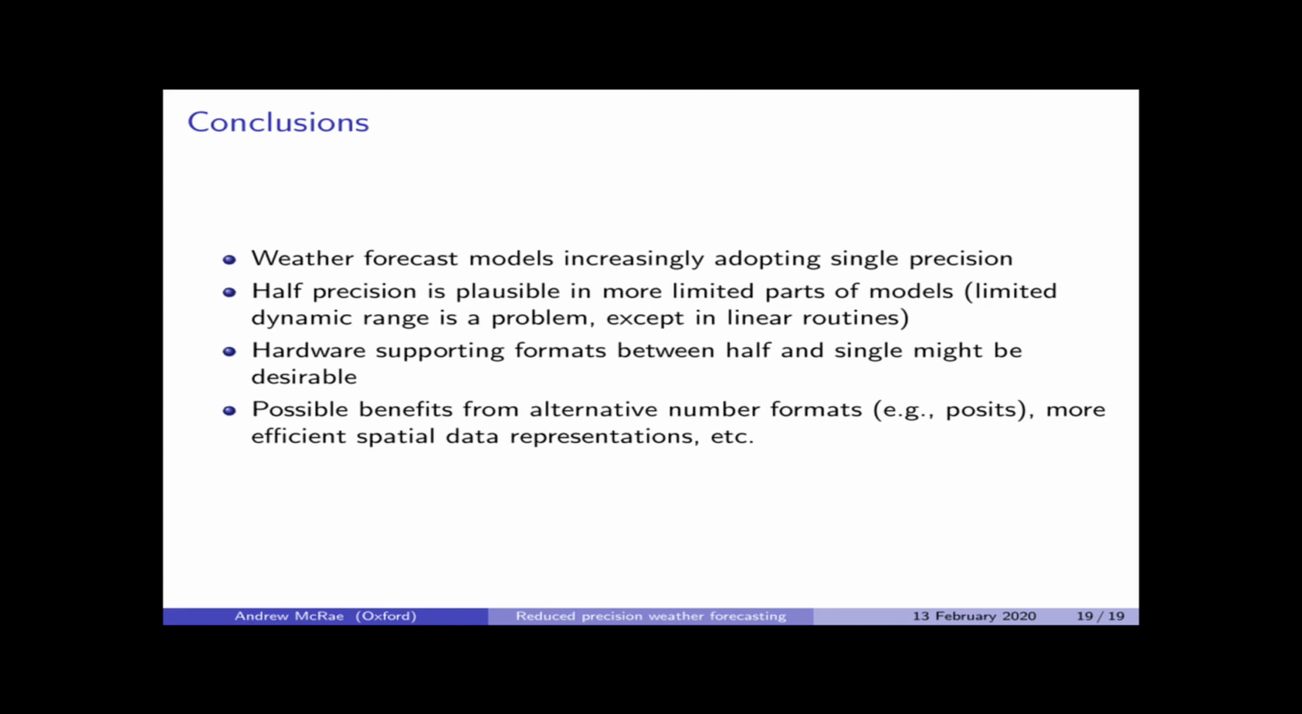Half precision often doesn't quite seem to be enough precision, so maybe hardware supporting somewhere in between might be desirable, whether that's real hardware or FPGAs that you can program on the fly and so on. And finally, there might be some possible benefits from things like posits and more efficient data representations in space and so on.